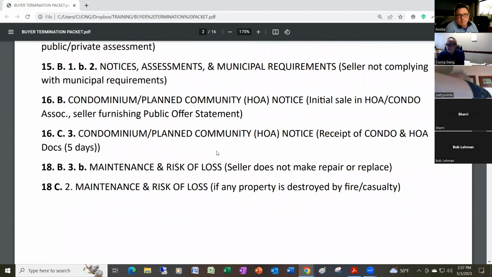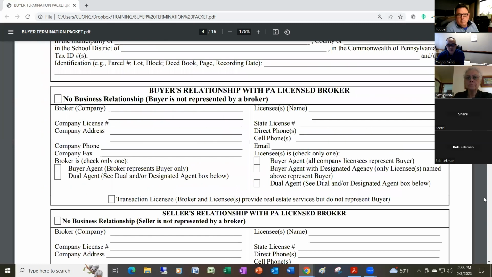All right, the last paragraph that talks about buyer's right to terminate is the maintenance and risk of loss. 18B3b, lowercase b, and that's where the seller does not make, repair, or replace. And 18C, paragraph 2, maintenance and risk of loss if any property is destroyed by fire or some sort of casualty. Okay, let's go to 18.